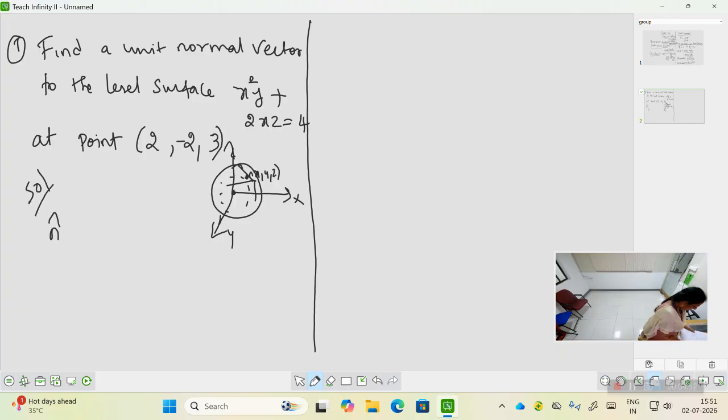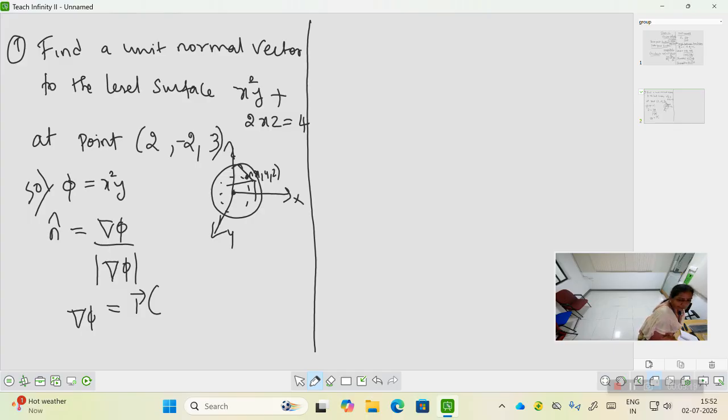Now, what is n cap? As I already gave you, we have to find del phi, the gradient of phi, by modulus del phi. How to find this del phi? As I told you, del phi is nothing but i dou phi by dou x plus j dou phi by dou y. Let me clear it here. Del phi equal to i dou... this is our function phi. So let phi equal x square y plus 2xz minus 4. So what is this?